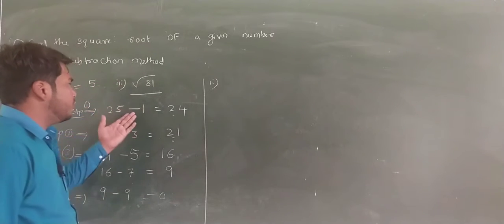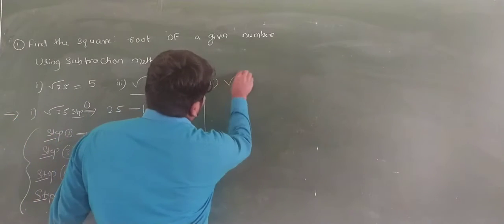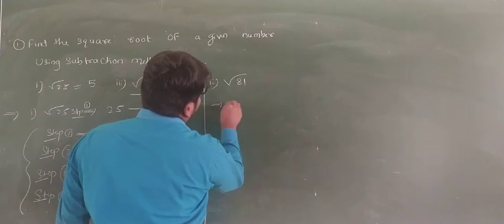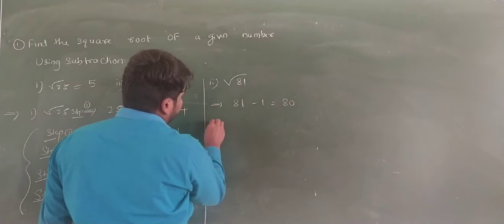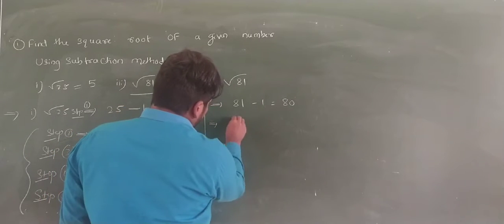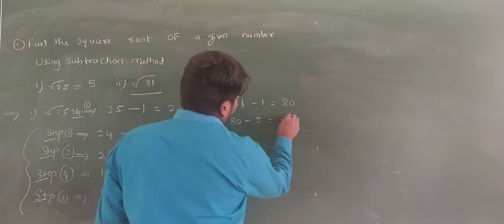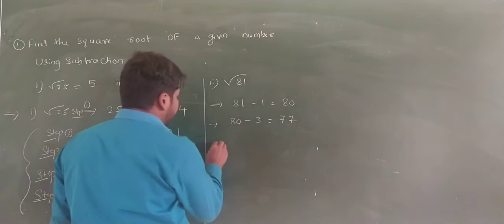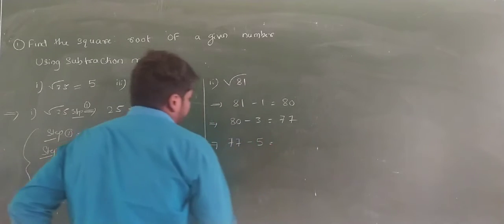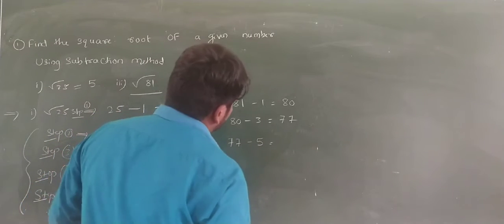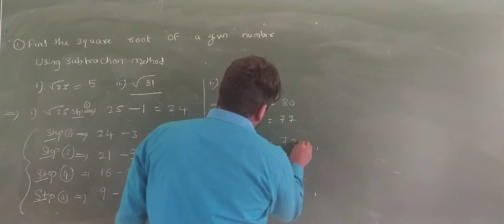Again the same procedure: just use the odd numbers, minus 1, minus 3, minus 5, and so on. Shall we start? This is 81. 81 minus 1 is 80. Similarly, 80 minus 3 is 77. Next is 77 minus 5. What is 77 minus 5? You have 72.